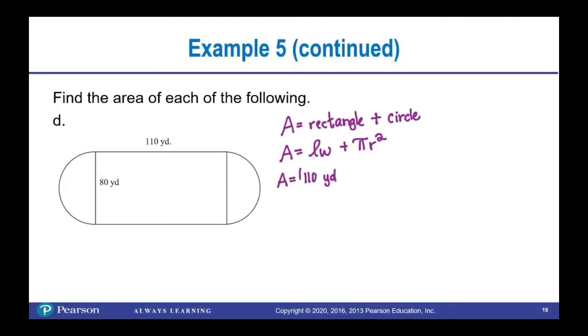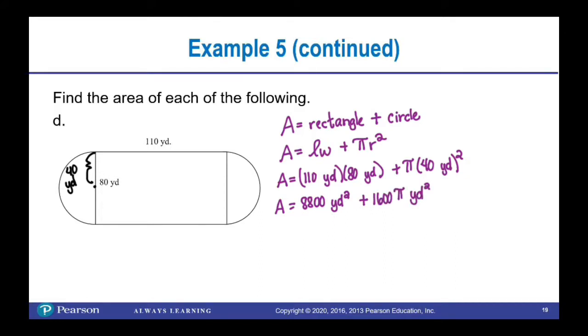The length and width of the rectangle here are 110 yards and 80 yards. And then I need to think about my radius. Now the 80 yards is the diameter, and the radius is half of that. So our radius here would be 40 yards. 110 times 80 would be 8,800 square yards. 40 yards squared is 1,600 square yards. And type this into your calculator. You would type in 8,800 plus 1,600 times pi, and you end up with approximately 8,925.66 square yards.